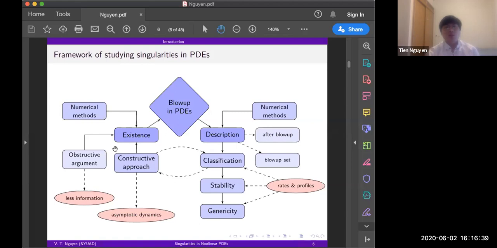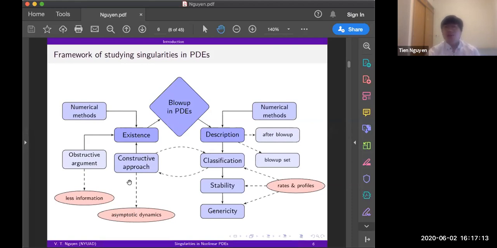For the existence question, we know there are many methods. We can rely on numerical observation, or we can use some abstract argument based on an energy estimate. But the abstract argument will give you little or no information about how blow-up happens or how the singularity occurs. We also rely on a constructive approach. This method will give you more information about the asymptotic behavior of the solution.